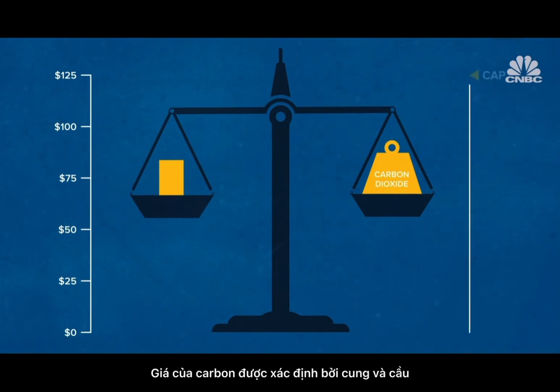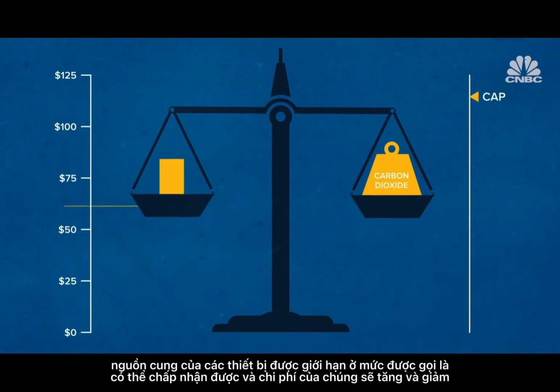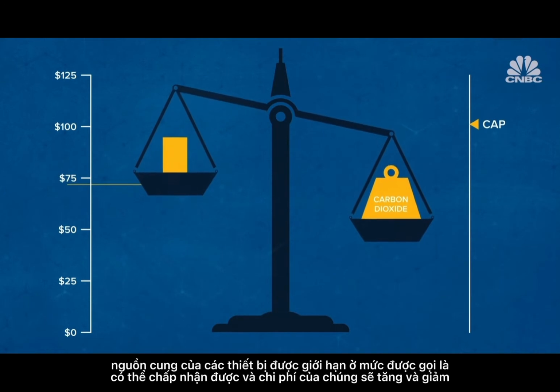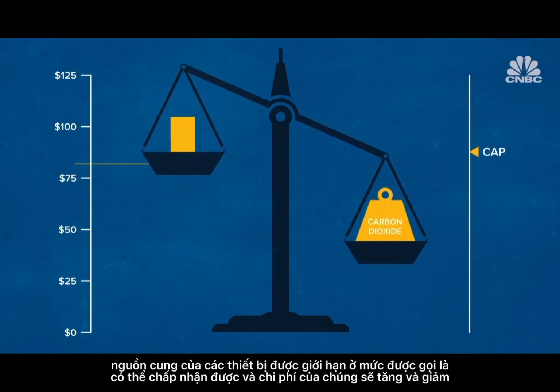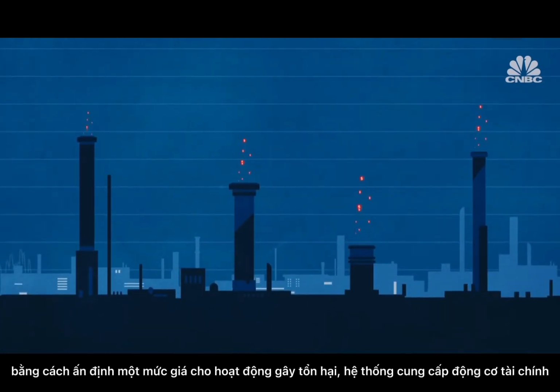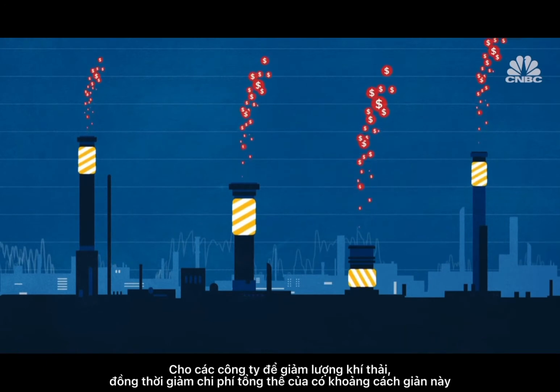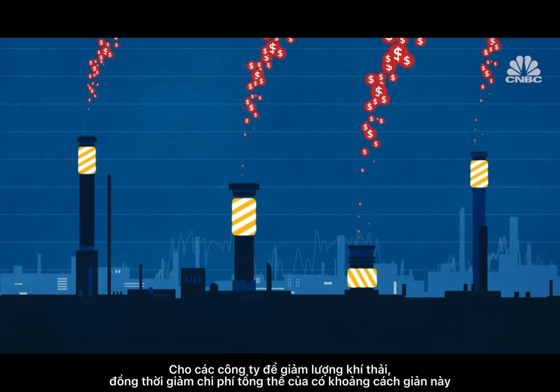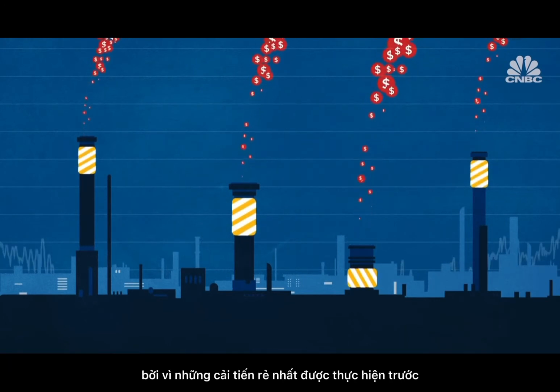The price of carbon is determined by supply and demand. Supply of units is capped at a level deemed acceptable, and their cost will rise and fall depending on whether firms find alternatives to polluting. By assigning a price to damaging activity, the system provides a financial incentive for firms to reduce emissions, whilst lowering the overall cost of these reductions as the cheapest improvements are made first.